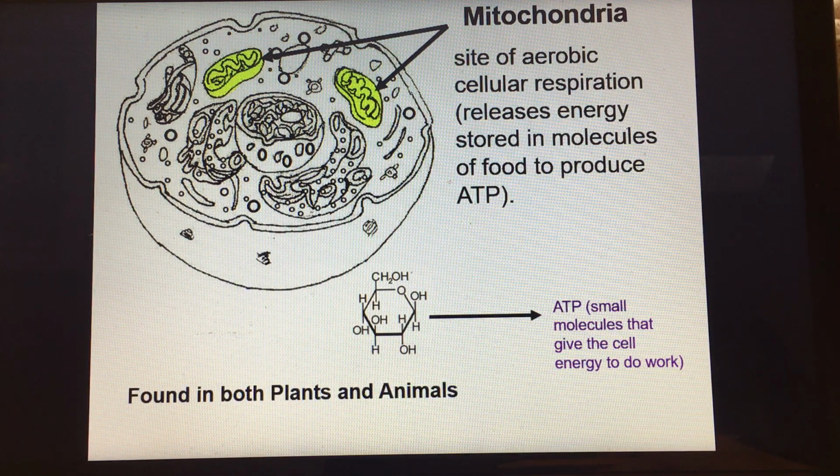And these are found in both plants and animals. Even though plants make the sugar, they also need to break it down. So they make sugar from the energy in sunlight and then break it down later when they need it. ATP is the only molecule in the cell that can directly be used to do work.